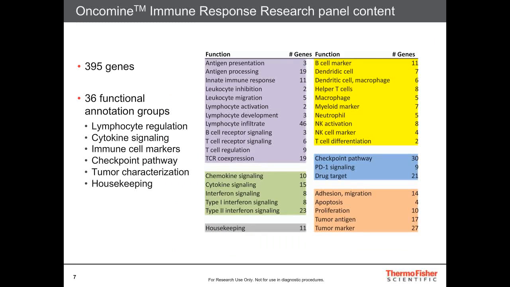More specifically, we have annotated our genes into 36 functional annotations. These annotations are available to users of the panel, and they include a number of genes involved in lymphocyte regulation, involved in cytokine signaling, and you can see the details here, involved in immune cell markers, involved in checkpoint pathways, involved in tumor characterization, and we have a number of genes that are involved in all of these pathways and that are expected to be mutually correlated.